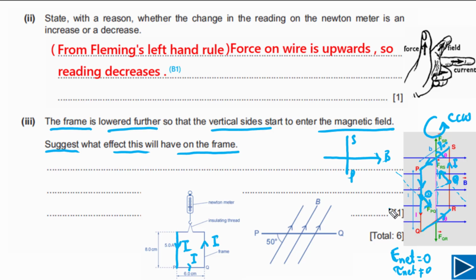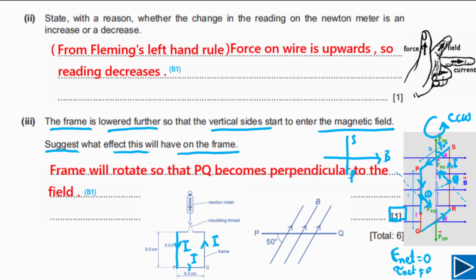This question has only 1 mark. You can visualize this later by yourself, but the principle is the same. So let me explain how you can write down the answer for this question. If you have written this much, you will get 1 mark. Simply, first thing, the frame will rotate. Why will the frame rotate? Because the line of action of the forces is not along the same line. So there will be a rotational effect.